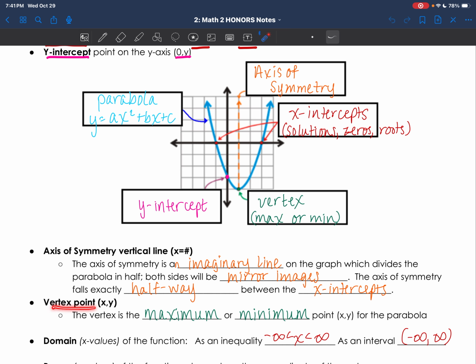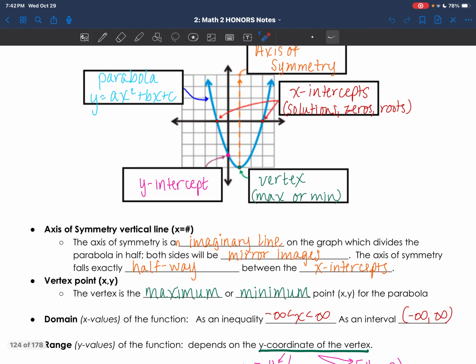The vertex point, which is x, y, is either the maximum or the minimum of the parabola. In this case, this is the minimum, the vertex, and it would just be the ordered pair. So in this case, it'd be 1, -4.